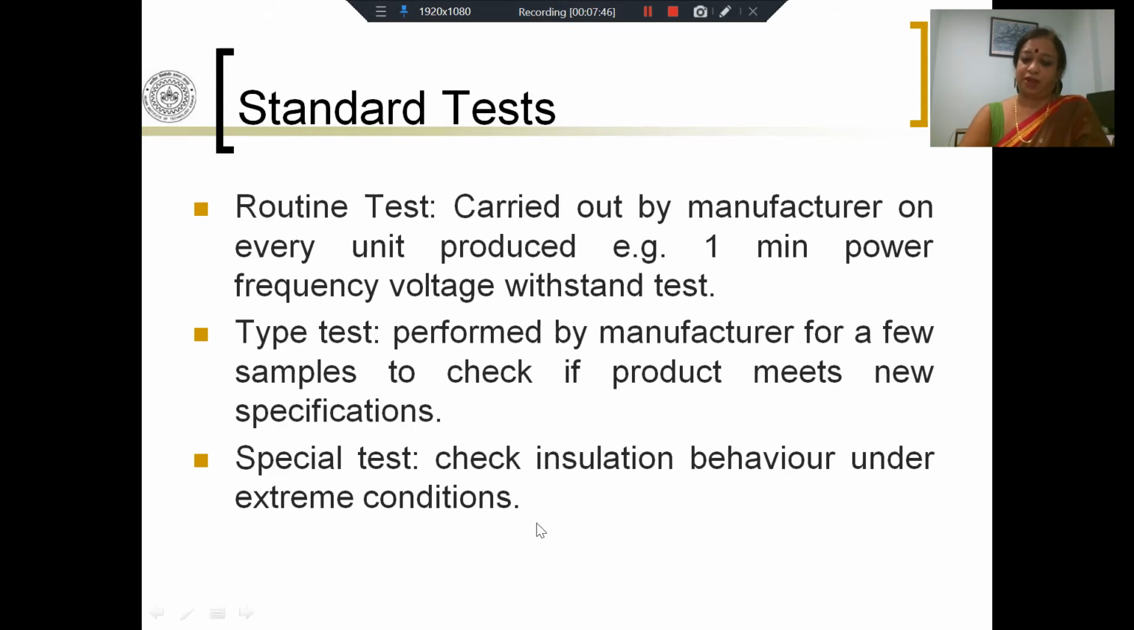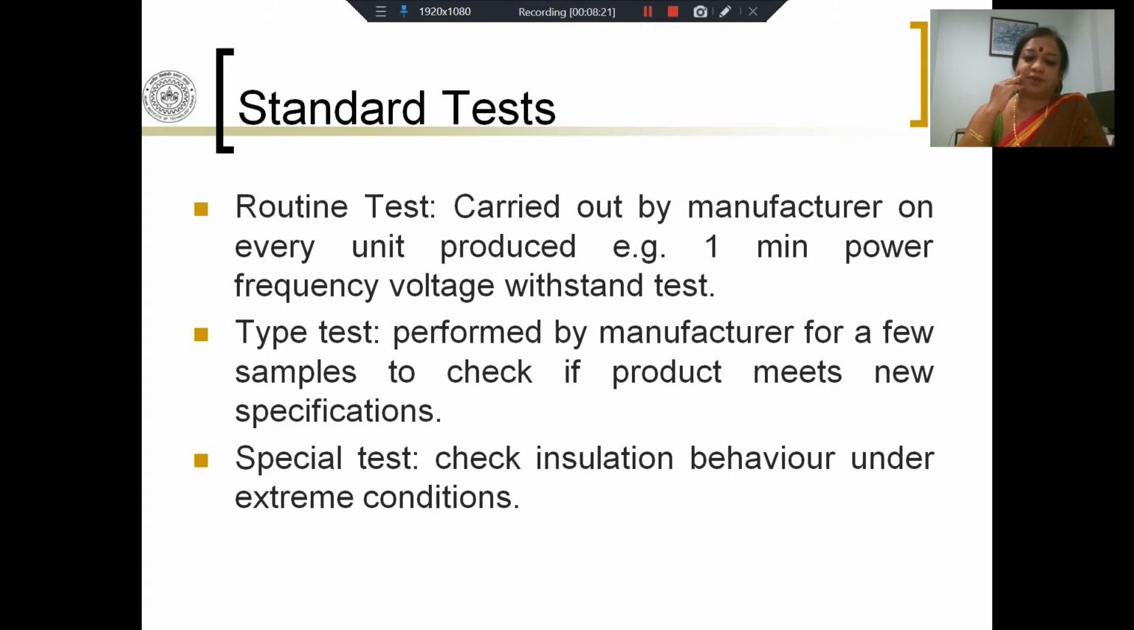Type tests are performed by the manufacturer on only a few samples. So these may be destructive or non-destructive. They're performed on a few samples to check the design. And when I say few, how do we decide few? That is another question. But we are not going to perform this test on all the samples in hand. We will perform this test on a few samples, and we will take the performance of these samples to relate to the behavior of all the other samples in that batch.